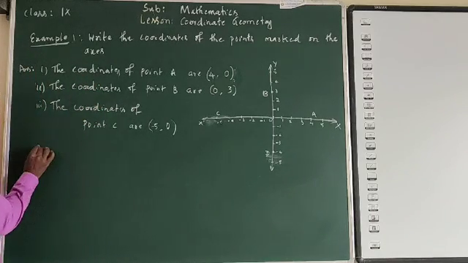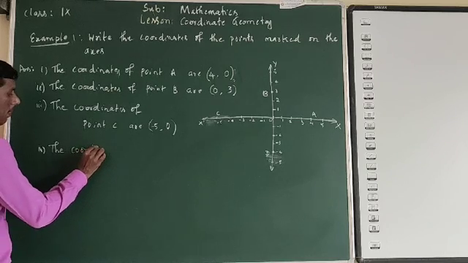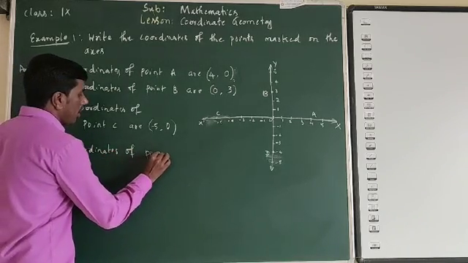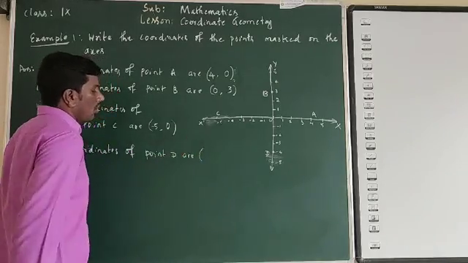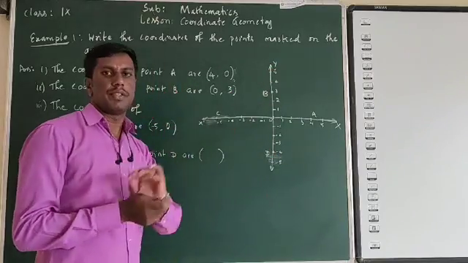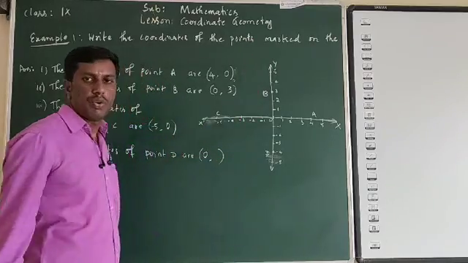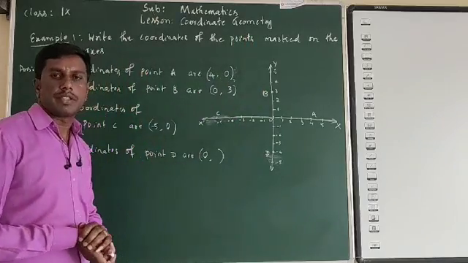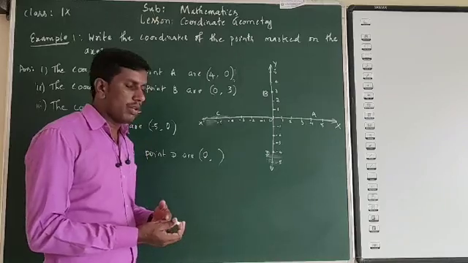Okay. So we'll go for the fourth one, that is the coordinates of point D. D is on the y-axis. You can write the x coordinate is 0, or abscissa is 0, because it lies on the y-axis. Right? Okay. Now we'll find out the ordinate value or y coordinate value.